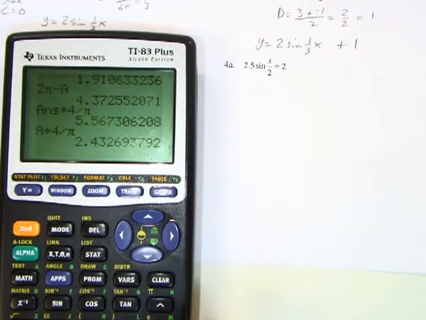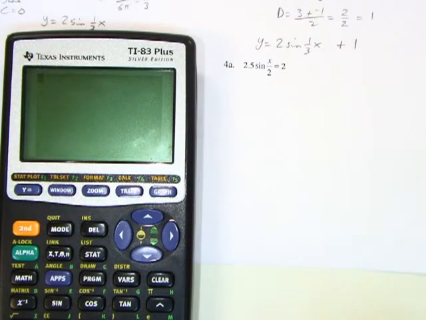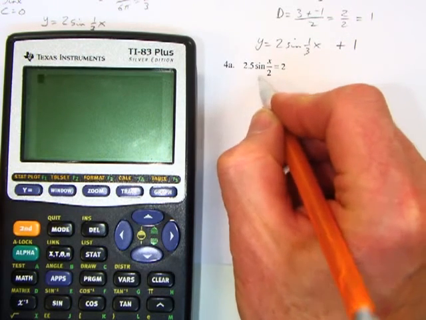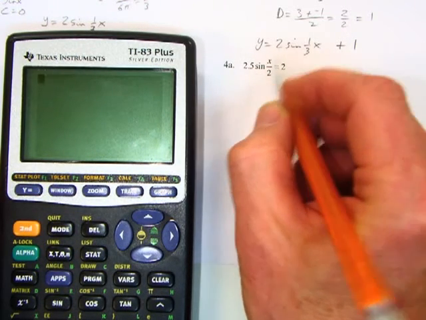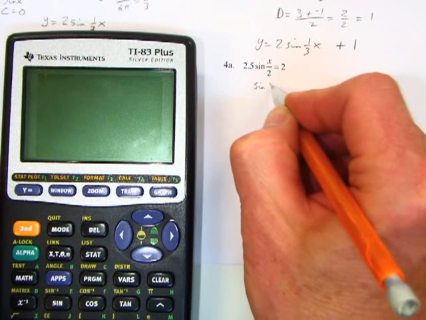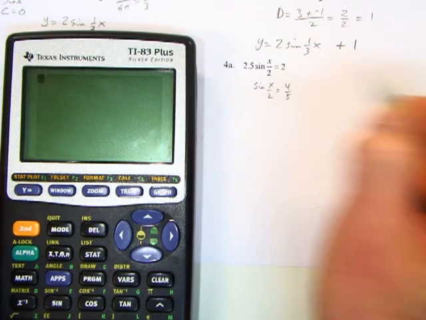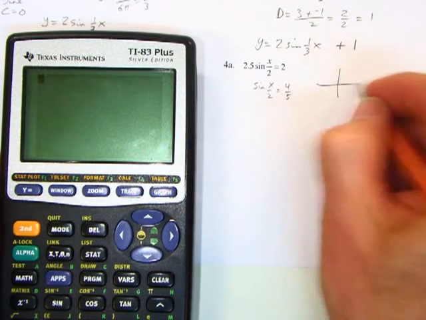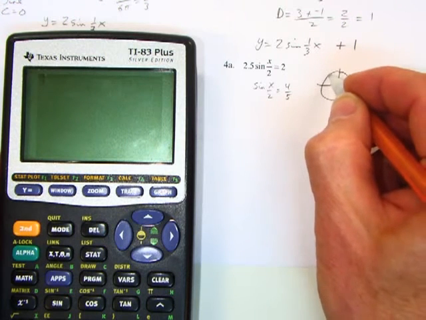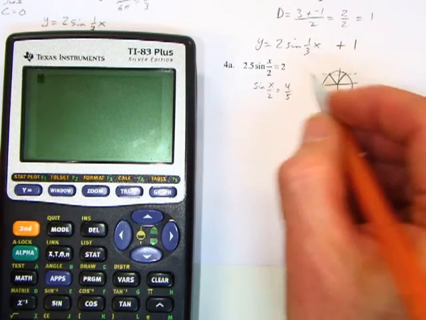Let's take a look at the next one. I'll clear the screen. So we're going to isolate the sine first, divide by 2.5, or this is the same as 5 over 2. So if we multiply by 2 over 5, we get 4 over 5. Look at our handy-dandy circle. Sine is y. Y equals 0.8. 4/5 is up here, so there's going to be 2 answers.